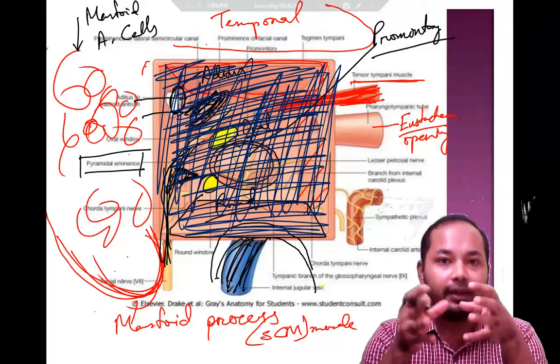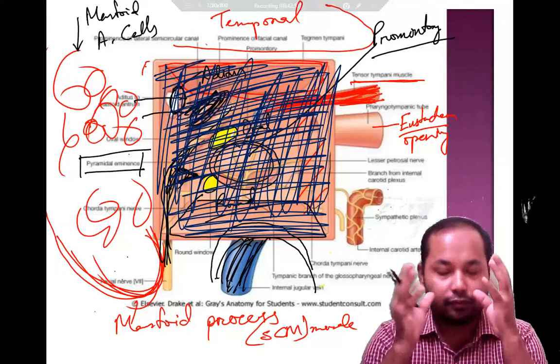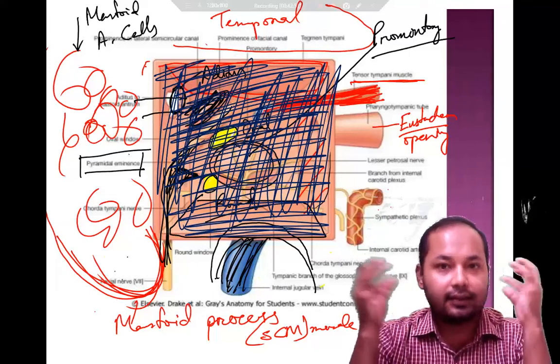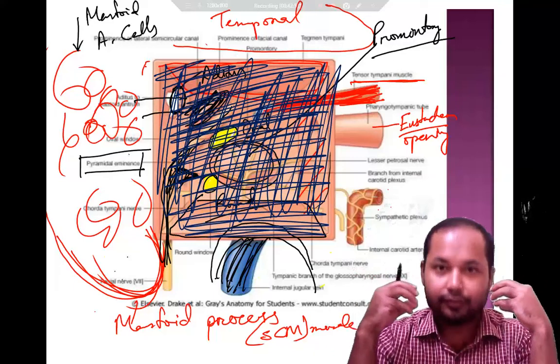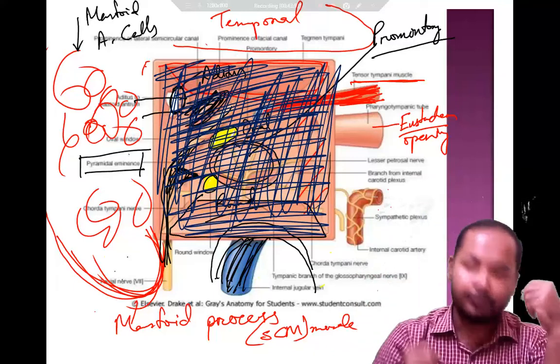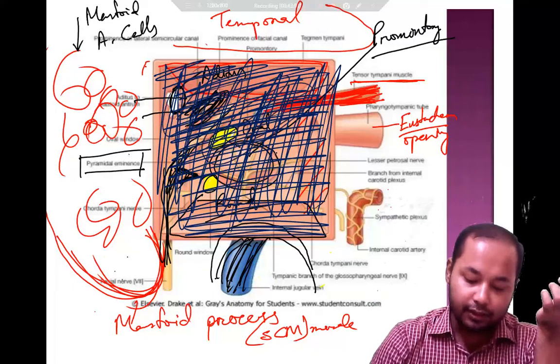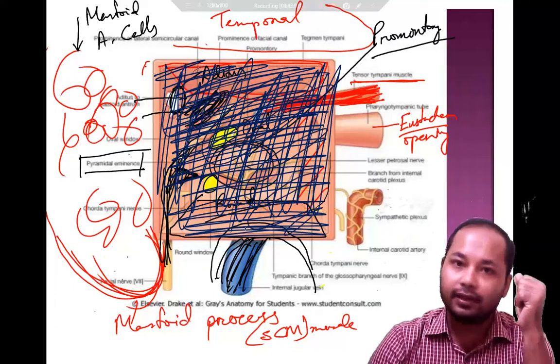Please try to reorient yourself. You enter from the external auditory meatus and go to the tympanic membrane. The tympanic membrane is there. You see the blue colored tympanic membrane. You cannot go inside the middle ear cavity.